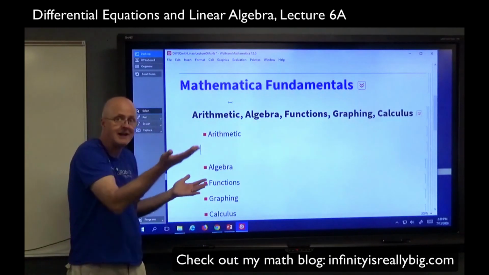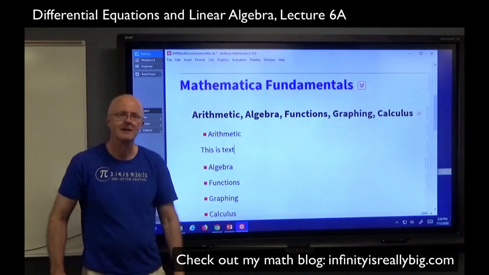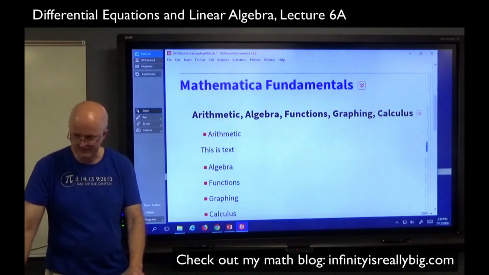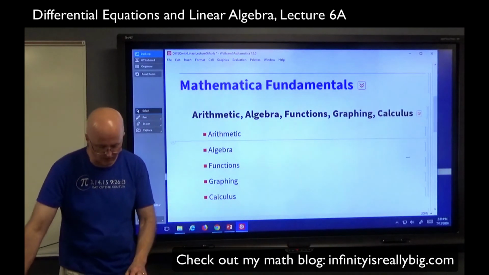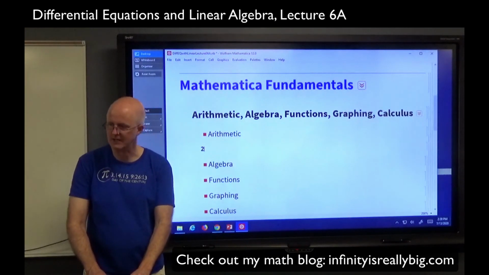You don't see a horizontal line anymore, but you can start typing text. This is text. And you can format it in various kinds of ways as well. But we want to do math, so let me cut this out. Notice I went to the cell over on the right and I did a Control X there to cut that out. How about doing some basic arithmetic like 2 plus 2?